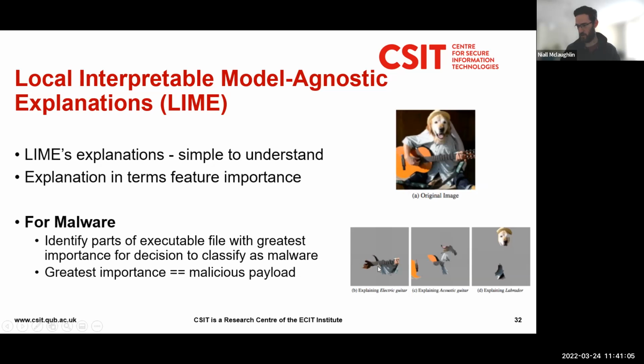So it's this part of the guitar. What are the features correlated with an acoustic guitar? So with these kind of wooden parts. And what are the features correlated with this type of dog, Labrador? So it's the face of the dog.